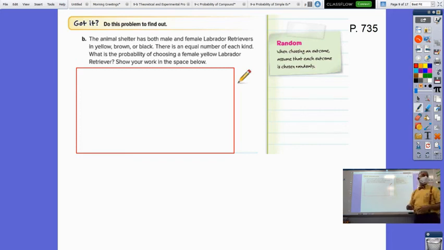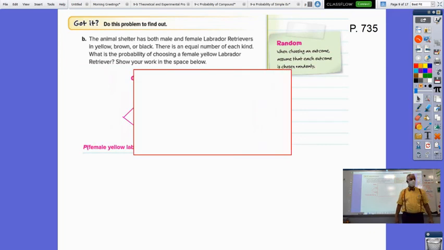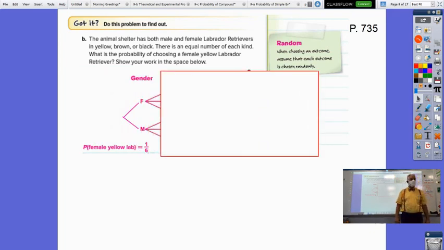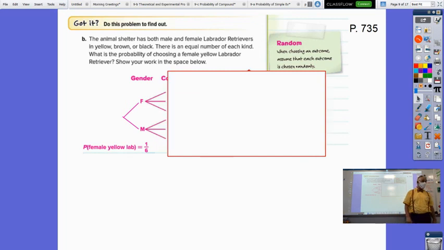So if I want to do that with a tree diagram, what's the first level of the tree diagram? Quick question. Male and female. Okay? Yes, Roman. Brown, yellow, and black. Right, off of each of these, then, there's brown, yellow, or black. So how many different dogs are there in this?